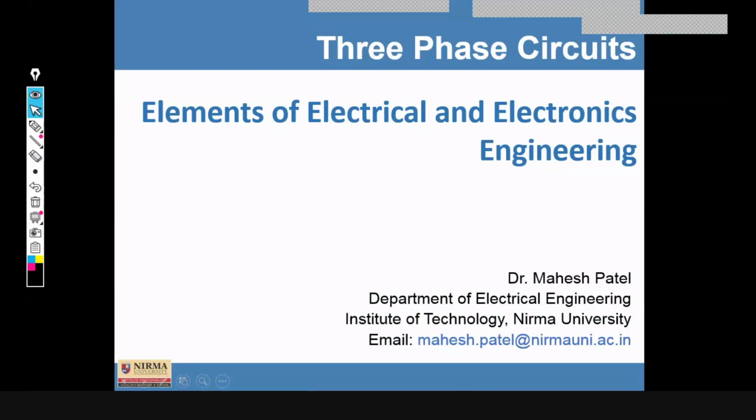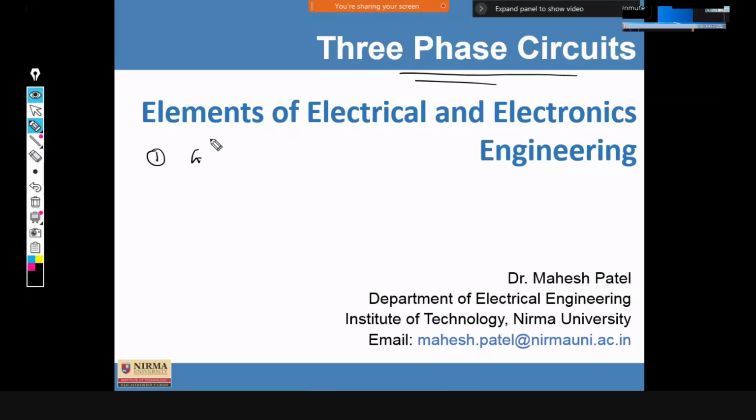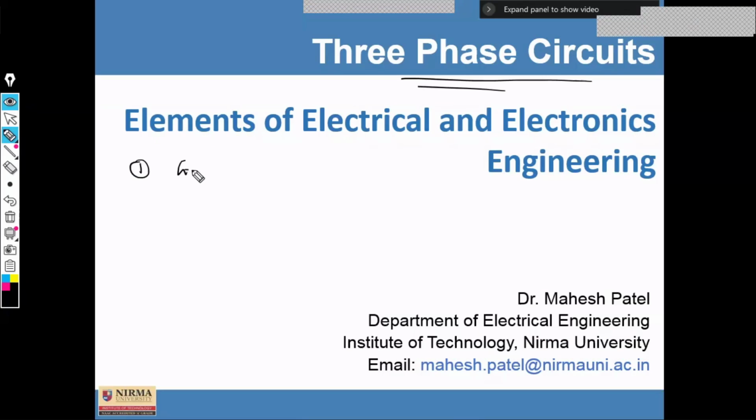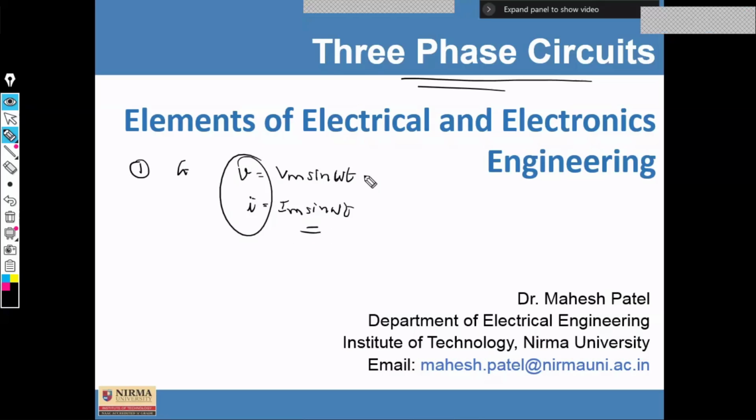Okay. So today we are going to start another module, that is three-phase circuits. Before we proceed to three-phase circuits, let us revisit the generation of an AC single phase voltage and current. So we know that the equation of voltage is Vm sin omega t, and I is equal to Im sin omega t. With the help of these equations, we can have voltage and current equations for a single phase system.